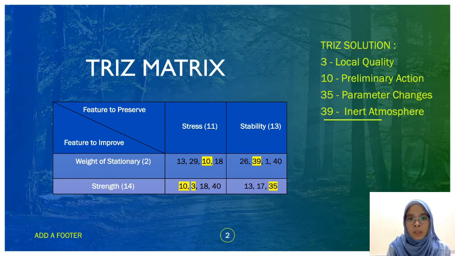Firstly is local quality, where protective coatings such as hot dip galvanizing and thermal spraying should be used to improve the strength. Next is preliminary action, where the building should apply prefabricated construction as it improves the strength and quality and also saves time and cost. Next solution is parameter change, where the mechanical joining method should be changed to structural adhesive as it can maintain strength over a wide range of temperature. Lastly is inert atmosphere, where an optimal condition is created.